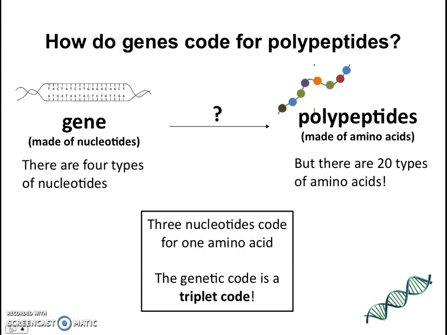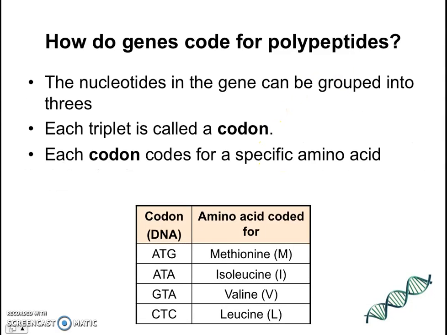Now, in the last video, we stopped at this idea that the genetic code is a triplet code. So genes, which are a sequence of nucleotides, get converted to polypeptides, which are a sequence of amino acids. And what helps you to convert nucleotides into amino acids is the genetic code. And we saw that in this genetic code, nucleotides are grouped into triplets called codons, and each codon codes for one amino acid.